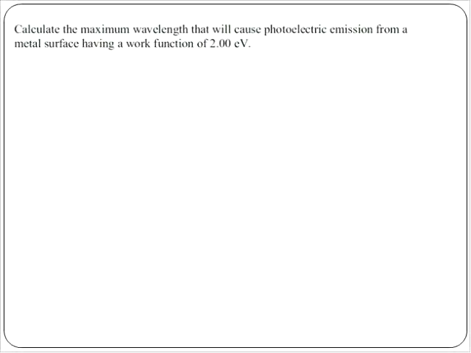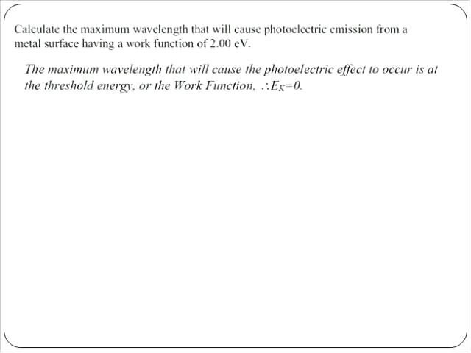Let's try this one. The maximum wavelength that will cause photoelectric emission from a metal surface with a work function of... So we're talking about the threshold now. And what you've got to remember is at the threshold, there is no kinetic energy. Okay? The maximum wavelength is at the threshold, or the work function. In other words, EK is 0. So now, all we've got to say is the energy of the photon is equal to the work function.